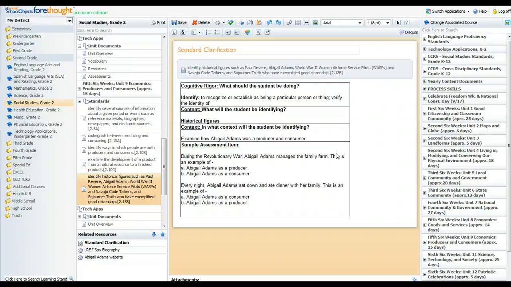So you want to talk about Abigail Adams in this great time of need, when her husband was needed as we were founding the United States. She was left to pick up the pieces, and this is what a woman might have done at this time as both a producer and a consumer, and how rare it was that she was able to do that.